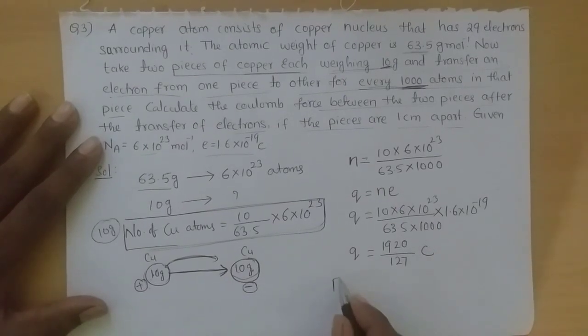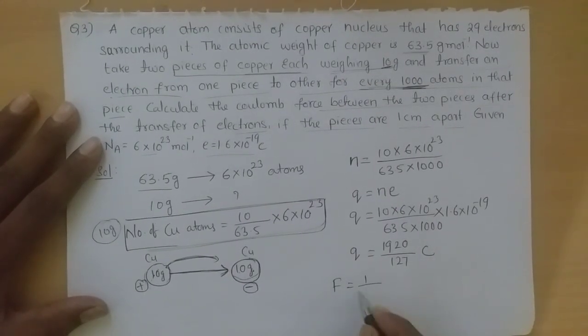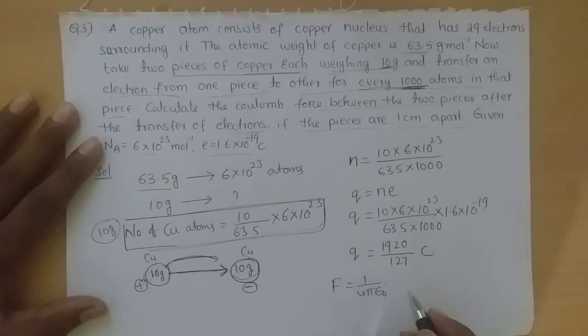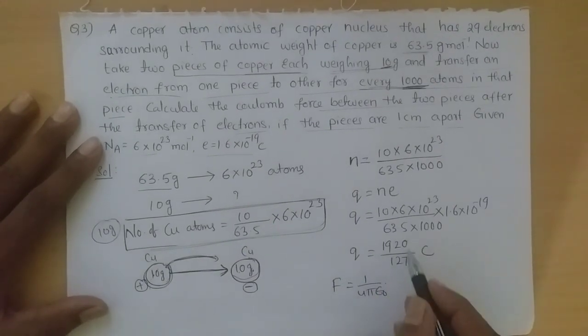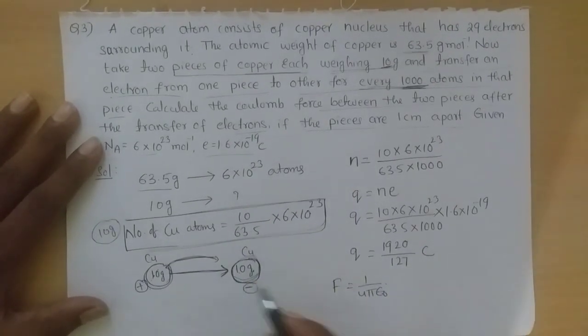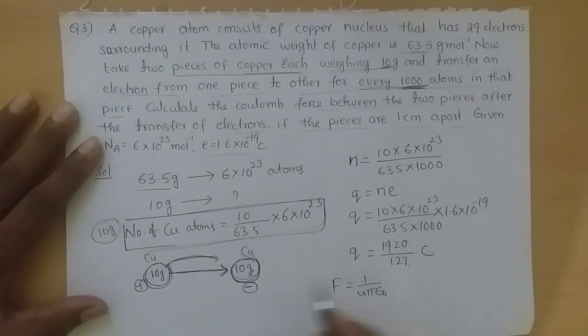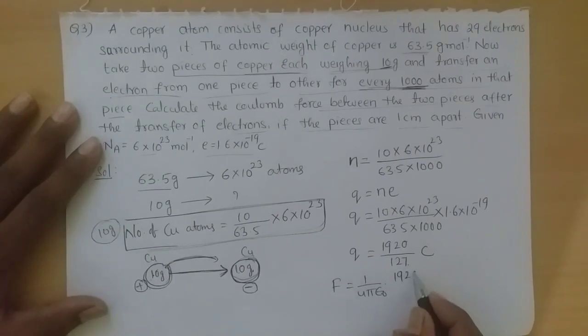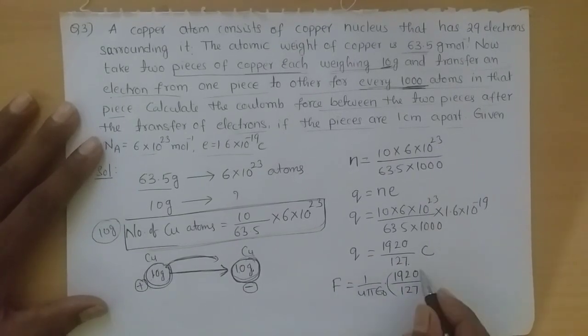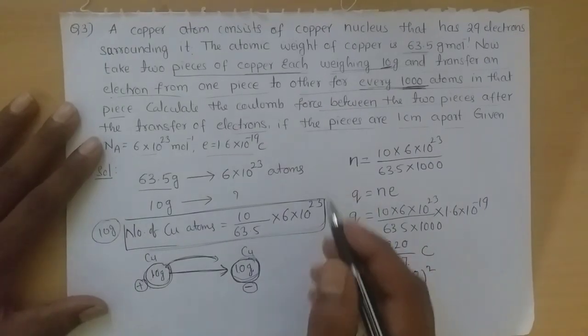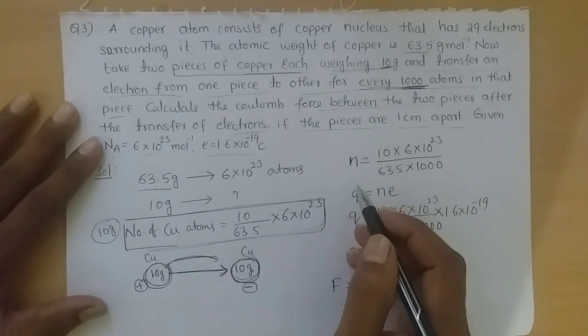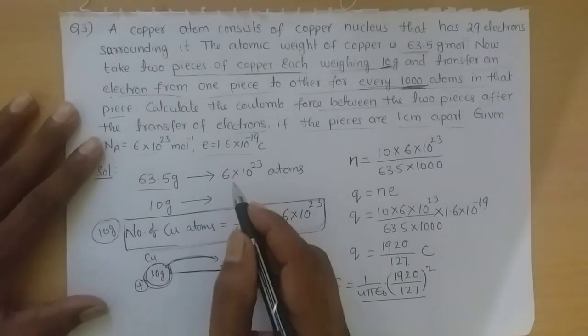So force of attraction equals, as we already know, 1 by 4 pi epsilon naught, Q1 Q2 by R square. What is the charge on this one? 1920 by 127 coulombs. What is the charge on this one? Minus 1920 by 127. So both have the same charge magnitude, so Q1 into Q2 is Q square, that means (1920 by 127) whole square, in 1 by 4 pi epsilon naught Q1 Q2 by R square. The R value is already given: they are separated by 1 centimeter.